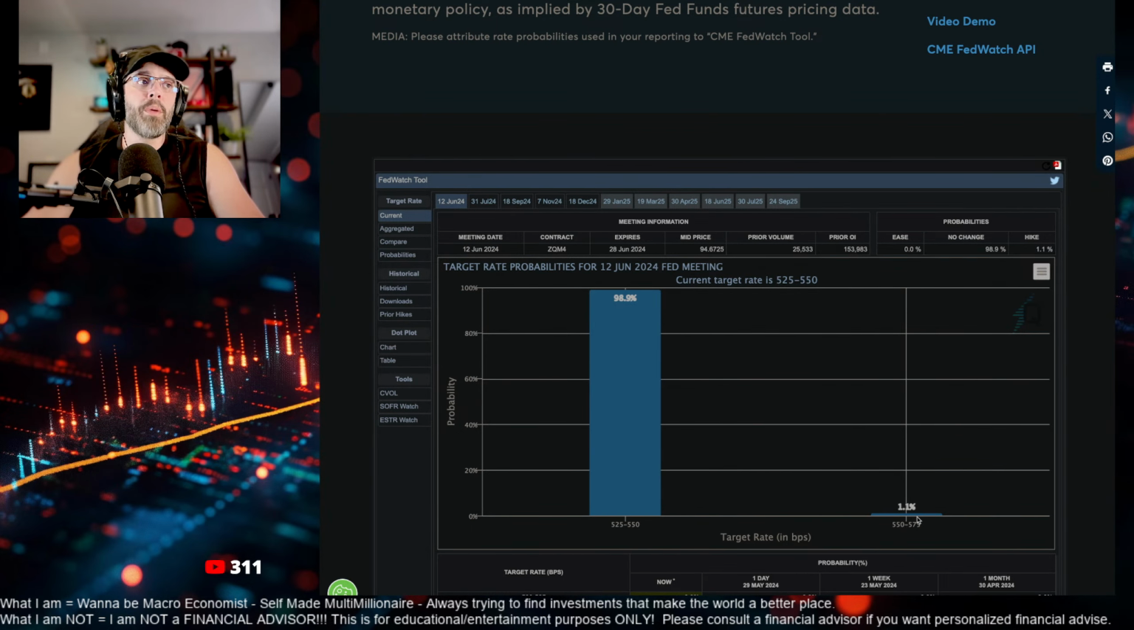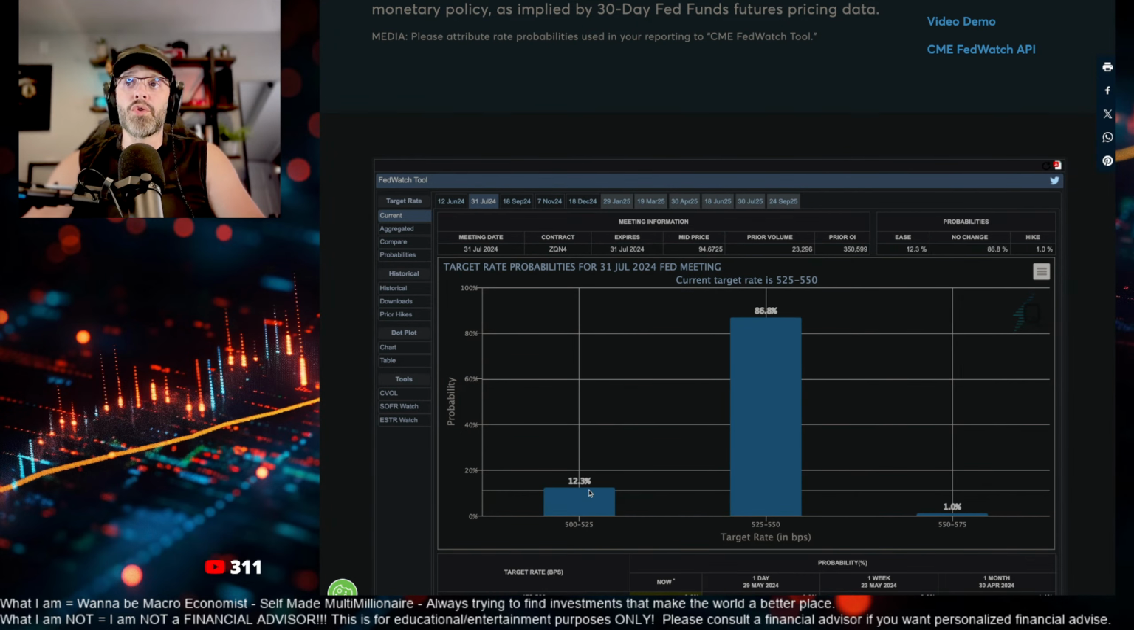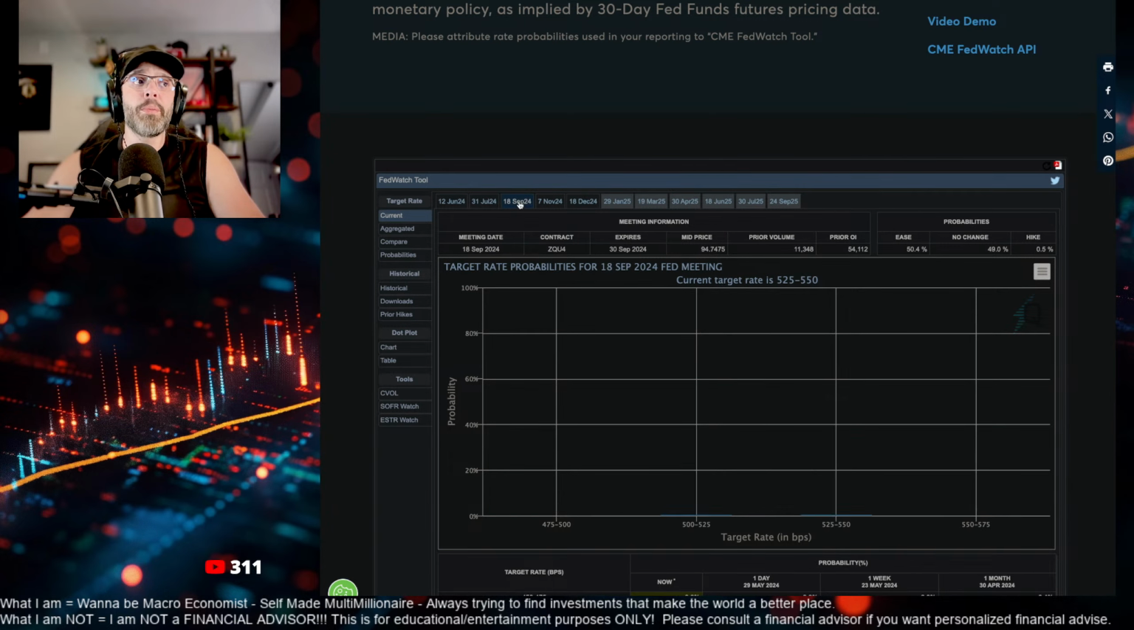But again, looking at July, June is non-existent for a rate cut. Actually, we're looking at a 1.1% chance of an increase. July is down to 12% for a rate cut. It's not super great. Again, I've kind of missed the mark on this.